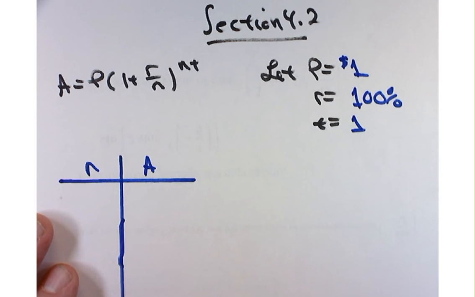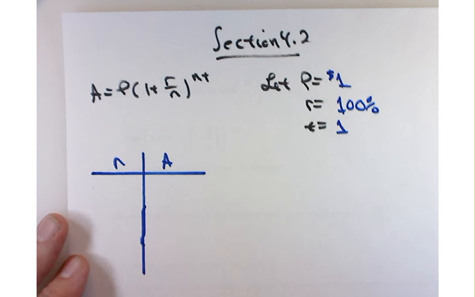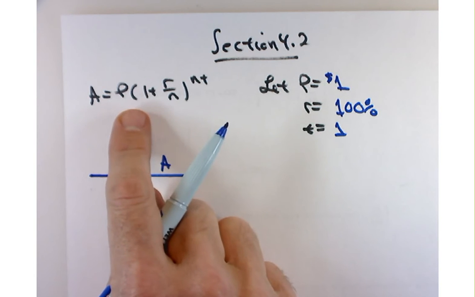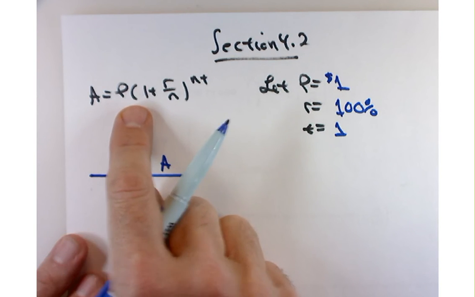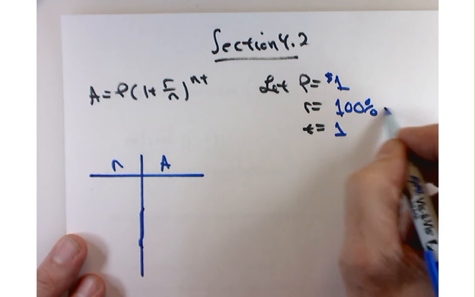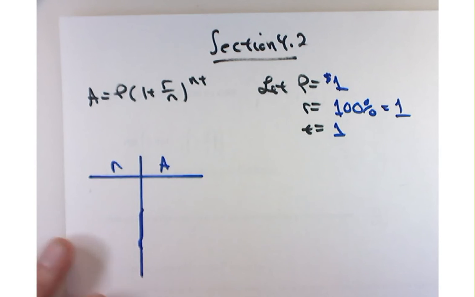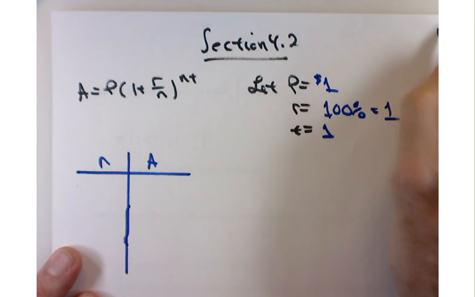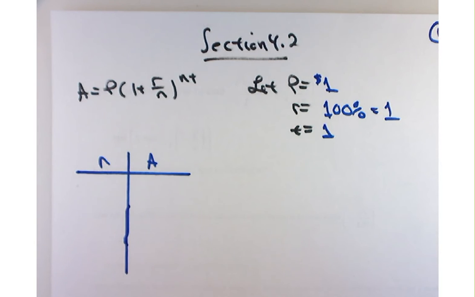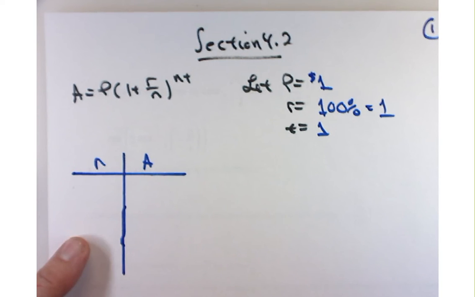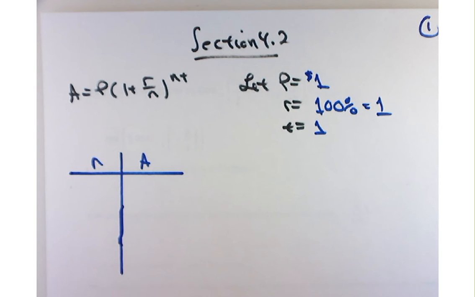What's going to happen? Well, if you think about this formula here, then the only thing that's not equal to 1 would be n. What does n represent in this formula? Remember? For calculating simple interest here. N is the number of times a year that interest is compounded.